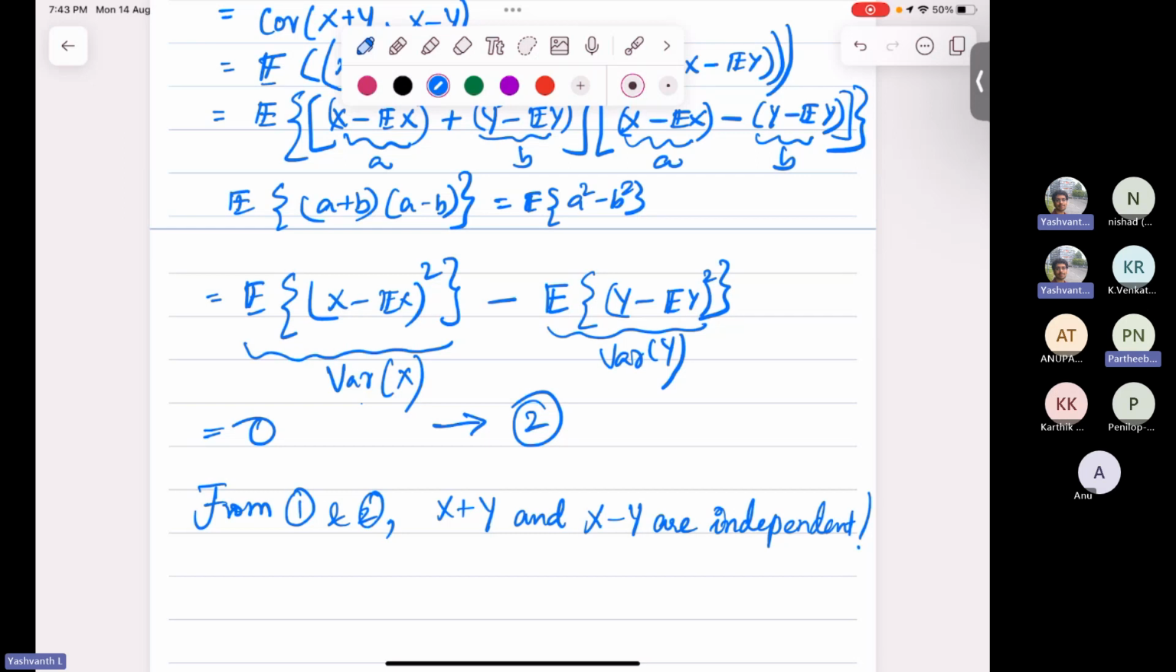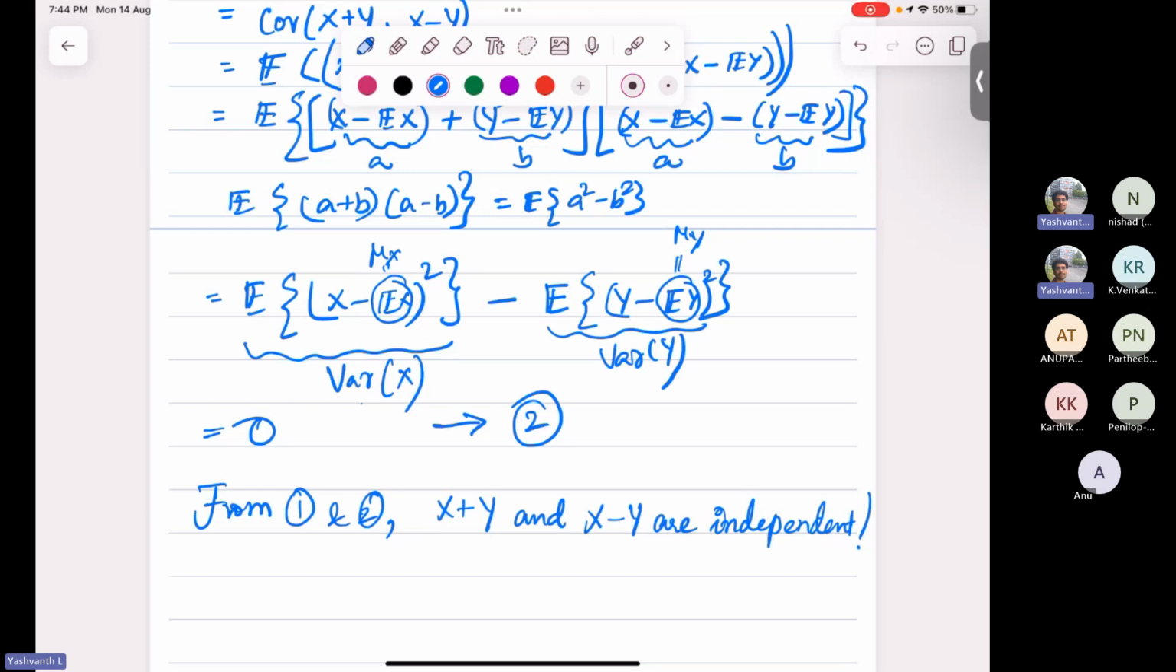Is this clear? So E x is actually mu, so mu and E x are interchangeable. Expectation of x and mu are interchangeable. They are the same. Exactly, they are the same. In fact, this is the same as mu x. This is the same as mu y.